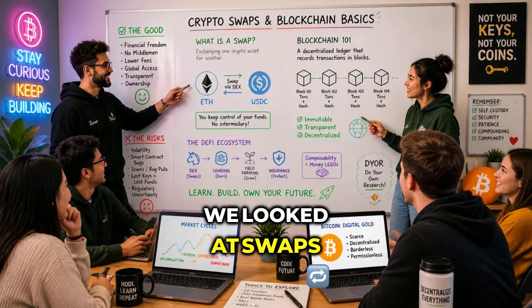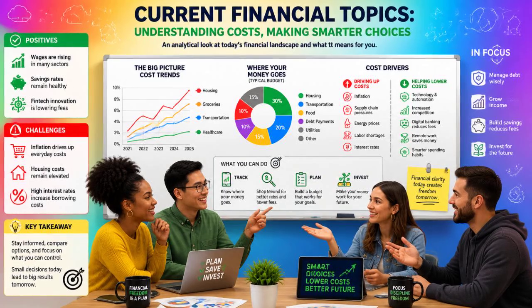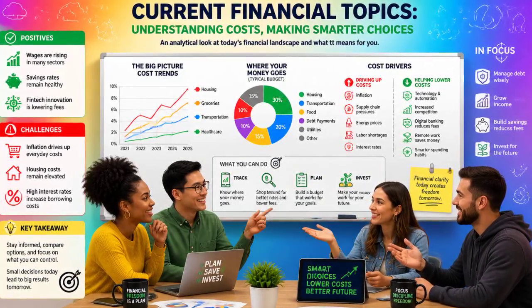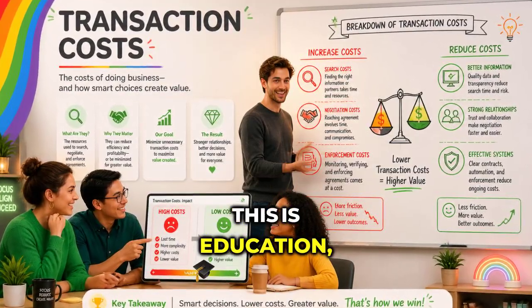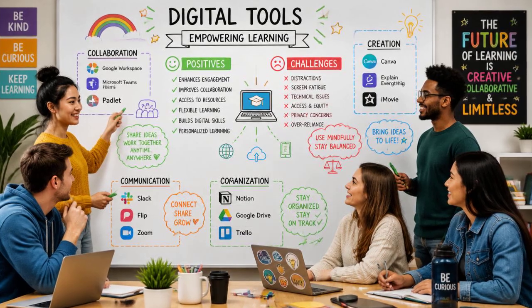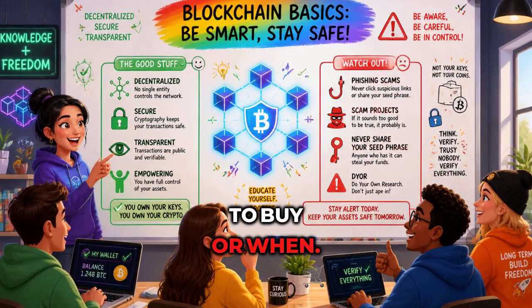Last time we looked at swaps and bridges and how assets move from one chain to another. Today we look at what all of that actually costs and why. Gas and fees. As always, this is education, not financial advice. We are explaining how these tools work, not telling you what to buy or when.